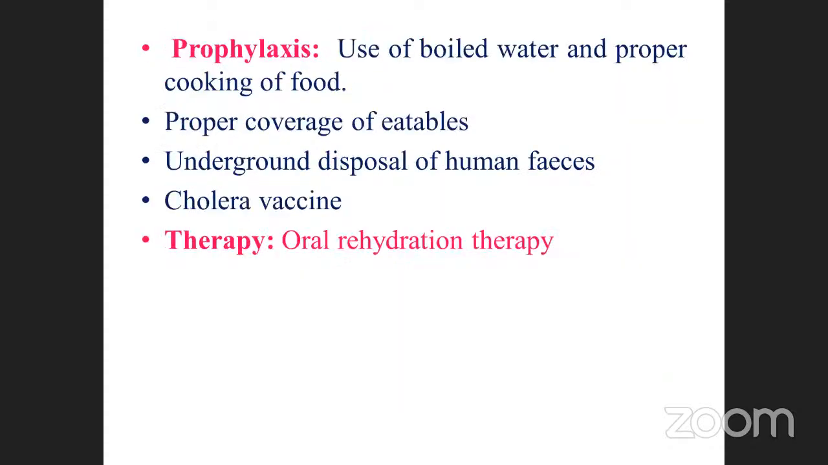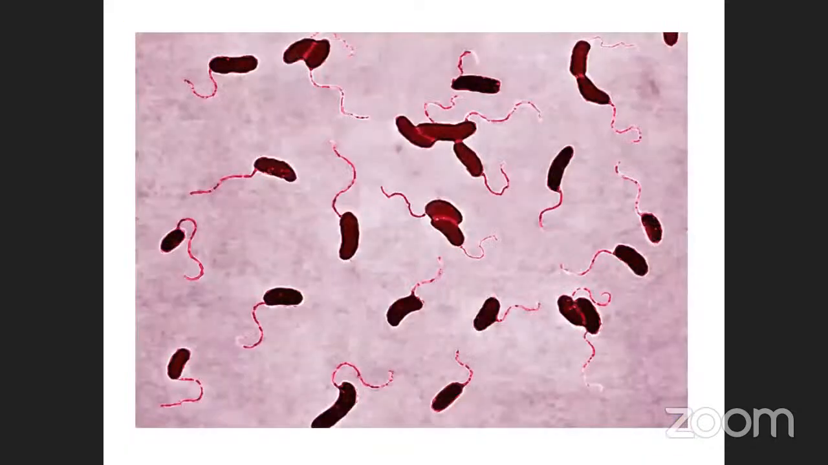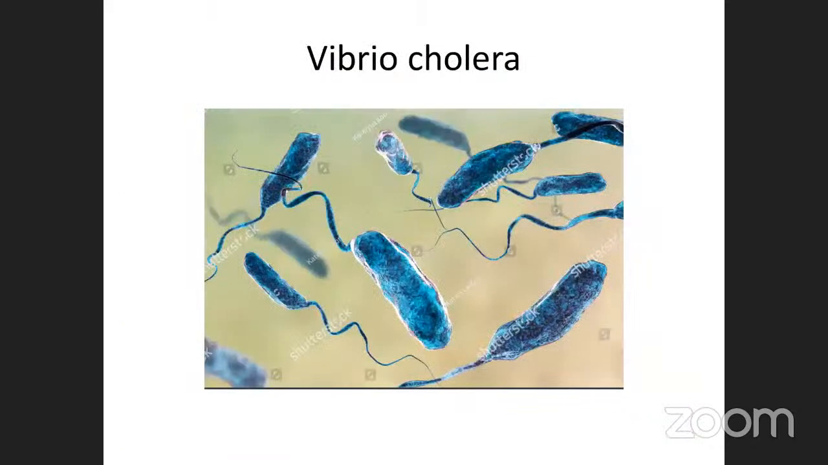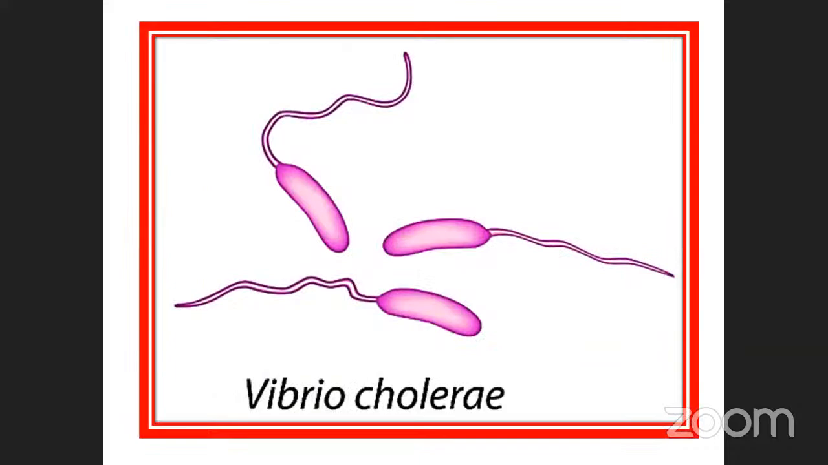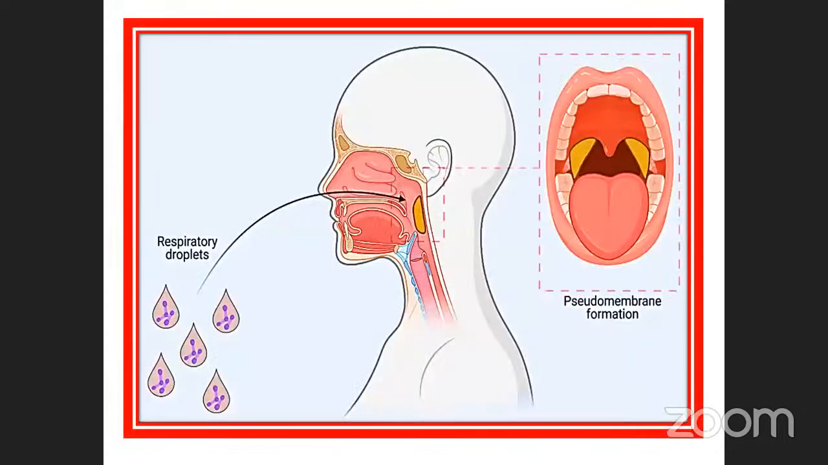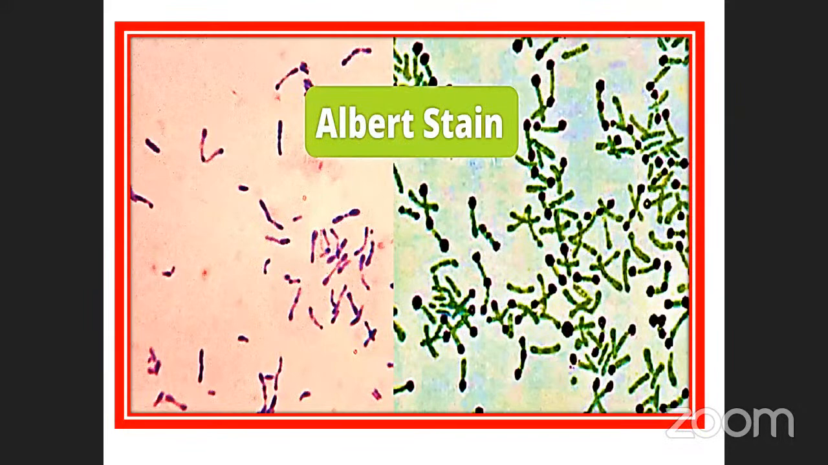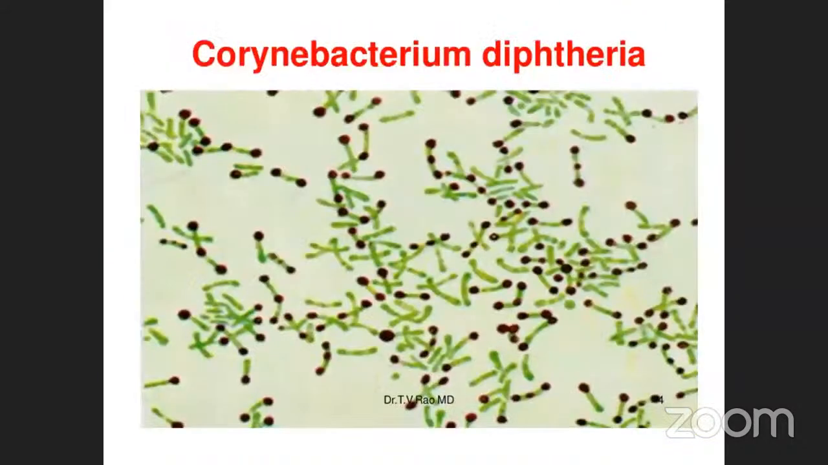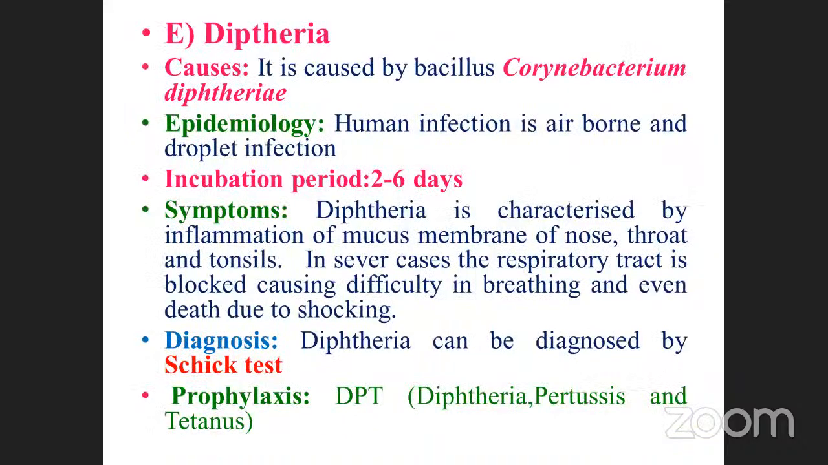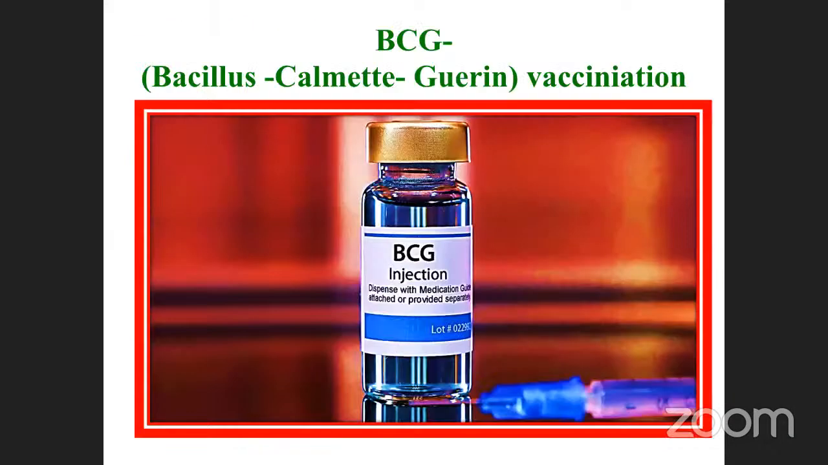So that's all for today. We will see the remaining in the next classes, my dear students. Today, the bacterial diseases we discussed: first typhoid, second Vibrio cholerae, and pneumonia. Already we discussed diphtheria, leprosy and TB. The remaining bacterial diseases we will see in the next classes.